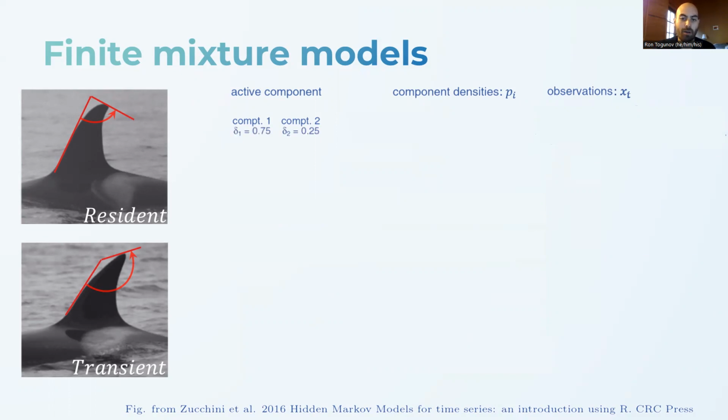That is, what is the overall probability that a photo might be from the component representing resident or transient whales. In this case, the probability of a photo being in component 1 is 0.75, and the probability of being in component 2 is 0.25. We also don't know the distribution of the dorsal fin angles associated with each component. In this case, component 1 has a lower mean and standard deviation compared to component 2. So component 1 has a density centered around 15, and component 2 has a probability density centered around 25.